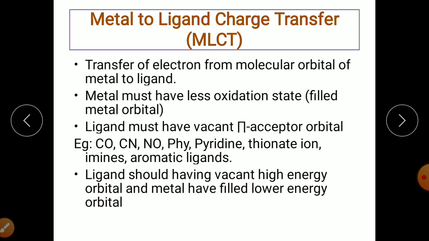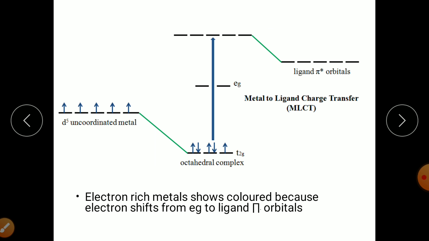The ligand should have a high-energy vacant orbital and the metal should have lower energy. So the ligand pi star orbital has the vacant site, and the metal orbitals are fully filled, a rich electronic state. The electron which moves from the lower metal orbital to the higher ligand orbital, the pi star orbital, forms the metal to ligand bond formation. These are observed under the molecular orbital of octahedral geometry.